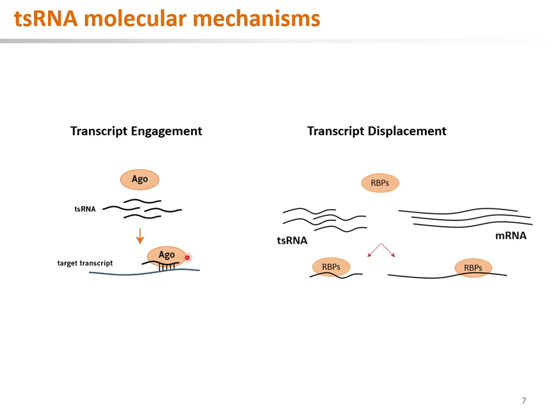In the transcript displacement mechanism, the tsRNA and the target mRNA compete for the same RBP, for example, YBX1, sharing the same common binding site. With the transcript displacement mechanism, the more the tsRNA, the less RBP action on the target mRNA, so they are negatively correlated.